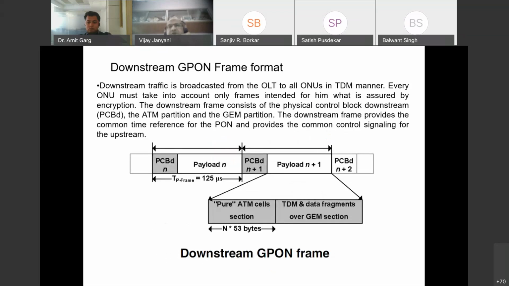Now, this is just to show you the downstream GPON frame format, because all data is transmitted in the form of frames. I am not going into details, but you can see here that this is the downstream GPON frame. This is how one frame looks. It is 125 microseconds, and there is a payload here, which is the actual data which you want to transmit. And on this side, you have some information which is used to control or monitor. So this is your actual payload, and this complete duration is 125 microseconds.